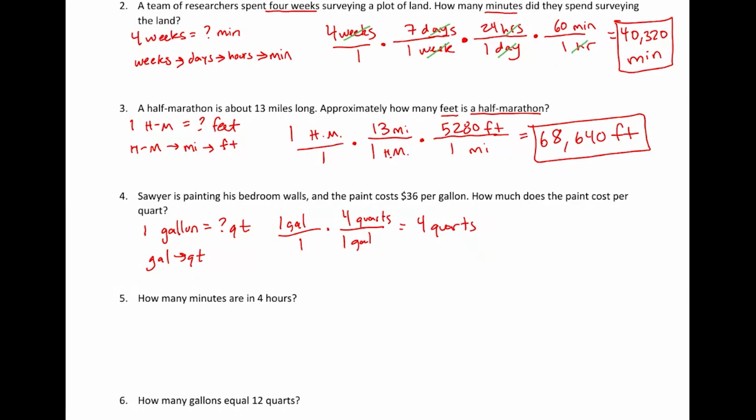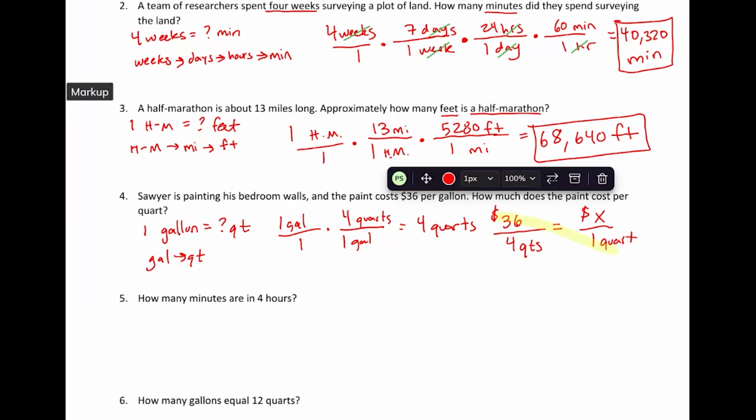Okay, so we have $36, and I'll just put the dollar sign up here, for 1 gallon, which again we just converted was 4 quarts. I'm actually going to change that to 4 quarts, is equal to how many dollars, that's what we're trying to find, in 1 quart. So now we can cross multiply and divide.